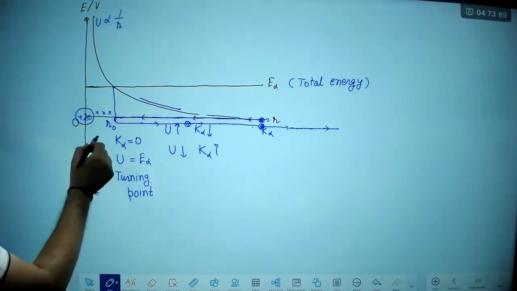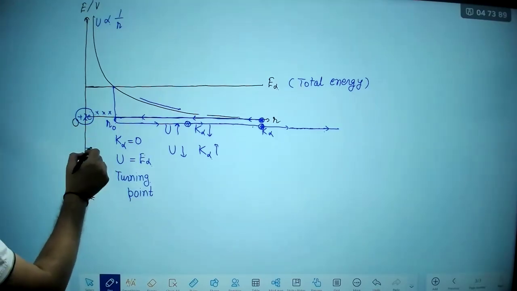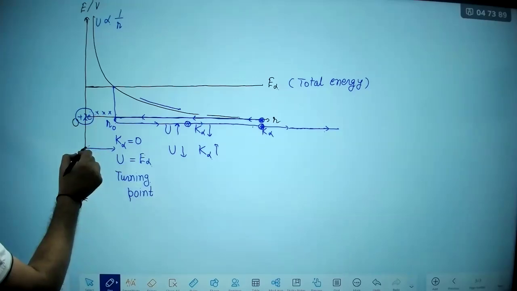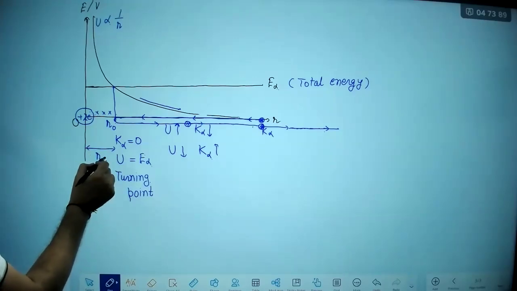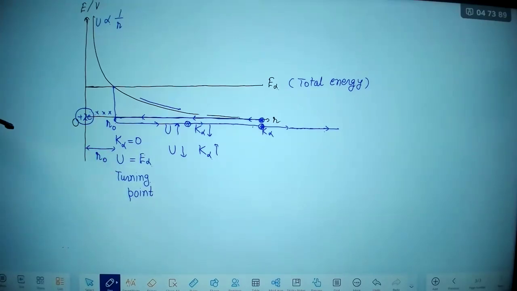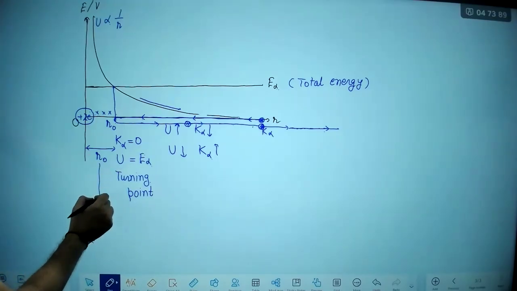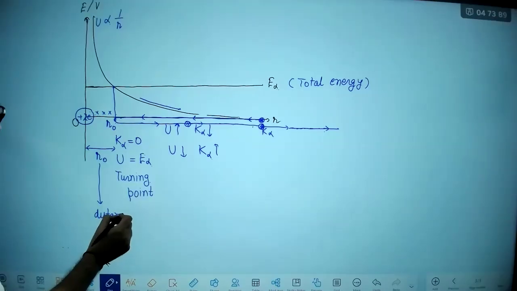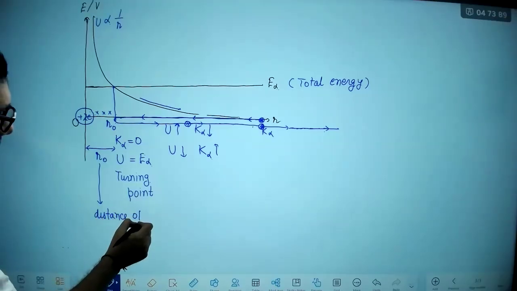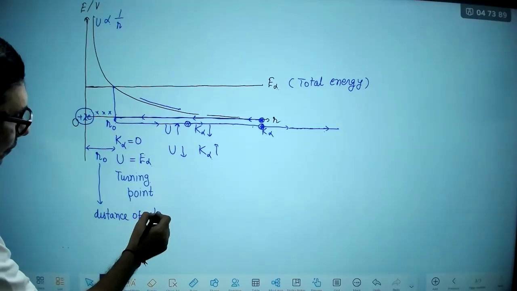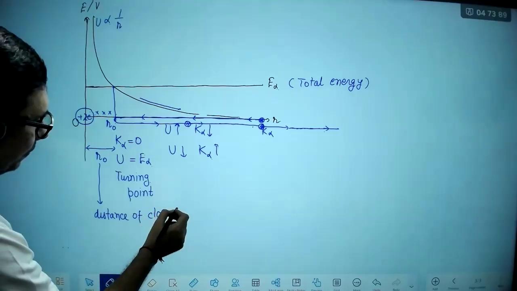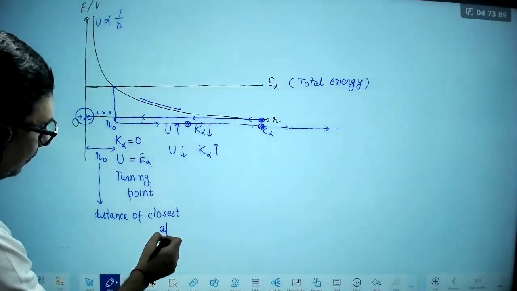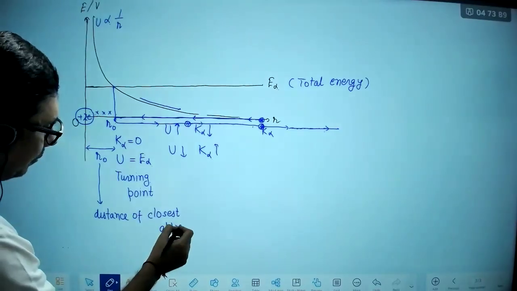And what do you call this R naught? Just one second, beta. What do you call this distance R naught? In the alpha particle scattering experiment, this is called the distance of closest approach.